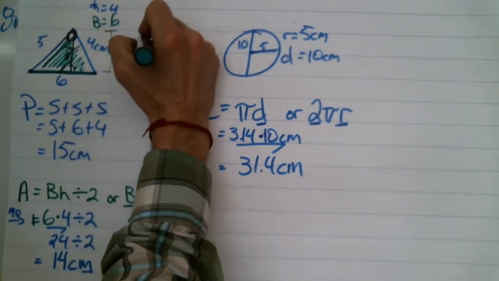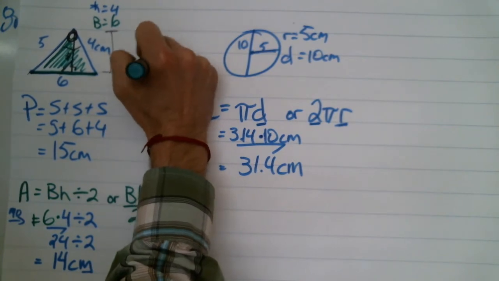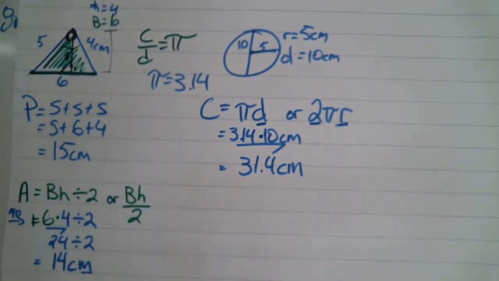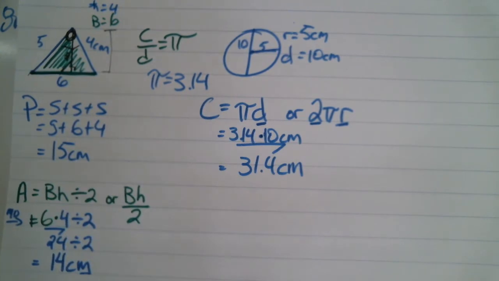Because remember, pi is just the circumference divided by the diameter. That's what pi stands for. It's the relationship between circumference and diameter.